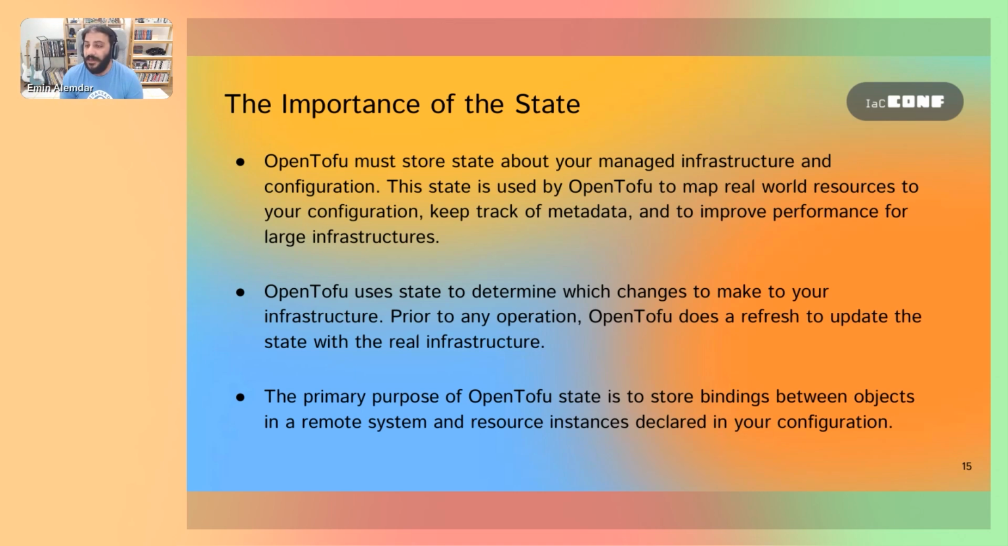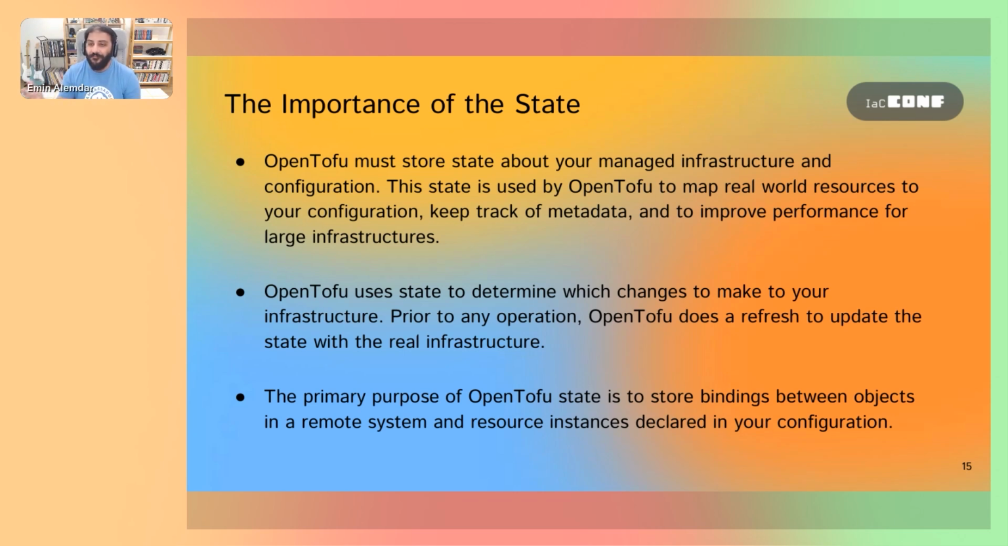And OpenTofu uses state to determine which changes to make to your infrastructure. So prior to any operation, OpenTofu does a refresh, reads the state file, and updates the state itself with the real infrastructure changes. So for example, you've created an instance, but let's say you want to change the size of the instance, or you want to change the disk size of that instance, right?